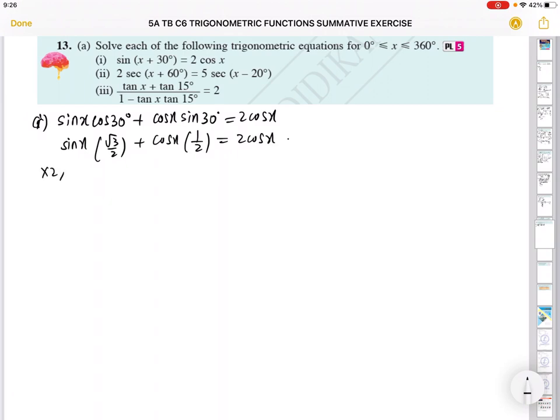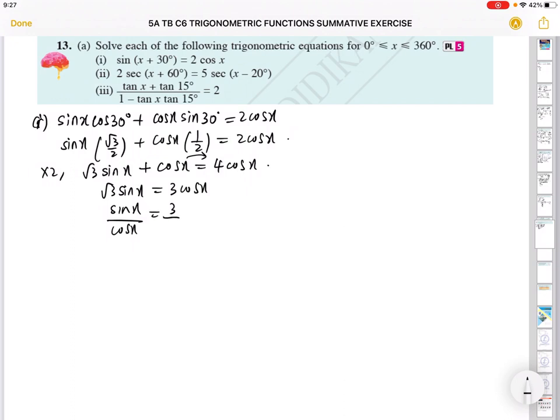Just bring all the cos to the same side. I bring the cos over here. So I will have root 3 sine x equals 3 cos x. Now we know sine divided by cos will give us tangent. I bring the cos down. So this will be tangent. 3 divided by root 3 is still root 3. So your tangent x is root 3. You can use your calculator, find your reference angle. Reference angle is 60.